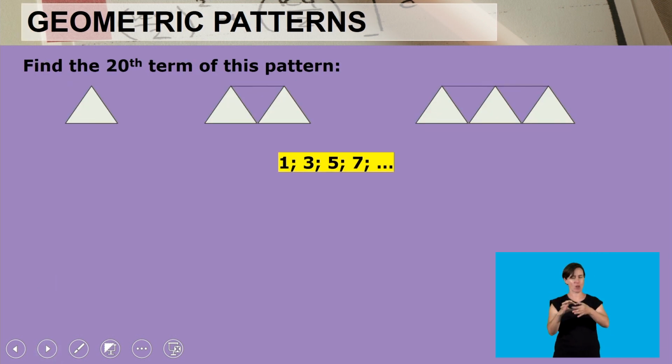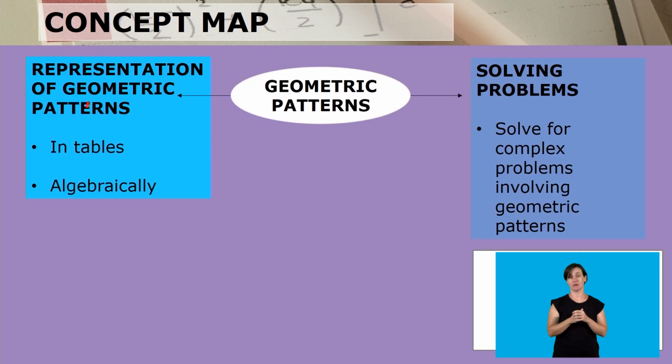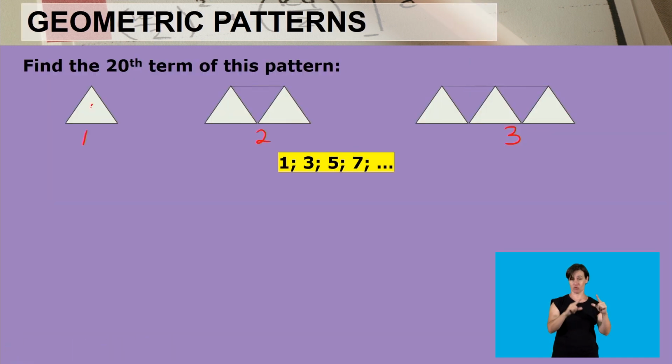So looking at this figure again, we know that this is the first figure, the second figure, and the third figure. The first one has 1 triangle, the second diagram has 3 triangles, and the third diagram has 5 triangles, as represented there with our numbers. Of course, the 4th figure would have 7 triangles. Now, how are we going to find the 20th term?